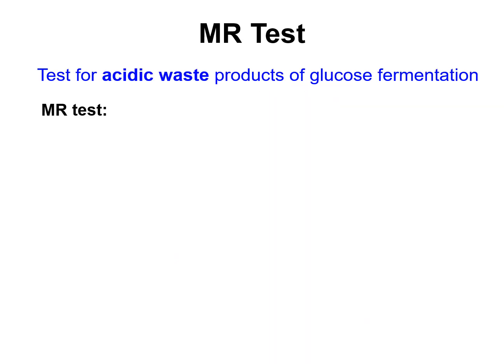So let's take a look at some images. So one more time, the methyl red test is going to test for that acidic waste, and that acidic waste is basically the product of glucose fermenting. So if you get a positive methyl red test, it's telling you two things. It's telling you that your bacteria is fermenting glucose and it's producing an acidic waste.